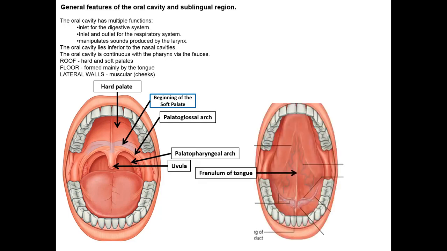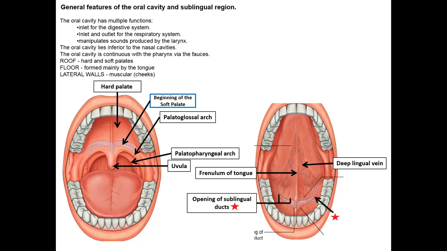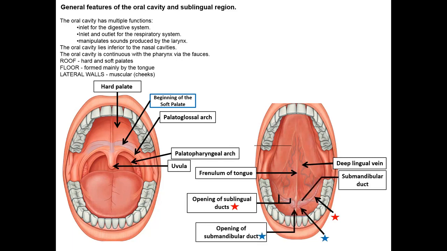If we lift up the tongue, we can see a midline structure called the frenulum. On either side, in a living person, you can see the deep lingual veins that are exposed beneath the mucosal surface. And then we have two salivary glands. You can see the openings, and there are several, for the sublingual ducts, and then the submandibular duct, along with where I've starred the respective glands.